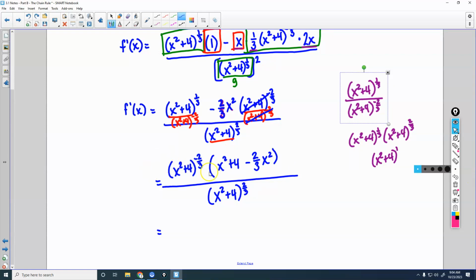So I'm going to combine these right here. I'm also going to take this and move it back down to the bottom, because it has a negative exponent. So this is 1 x squared, and I have to subtract 2/3 x squared, so that will give me 1/3 x squared plus 4 over, when I move this back down to the bottom, I can combine those two things, and I will get (x squared plus 4) to the 4/3 power.